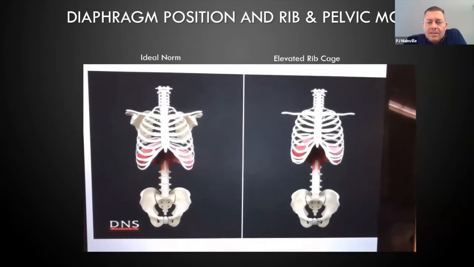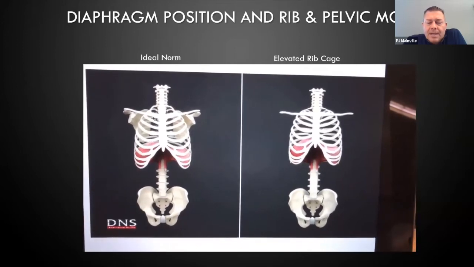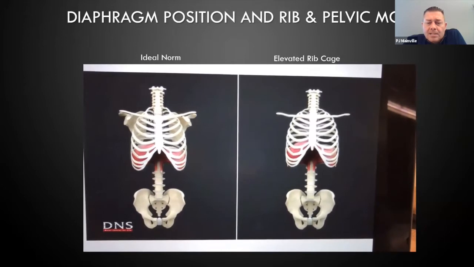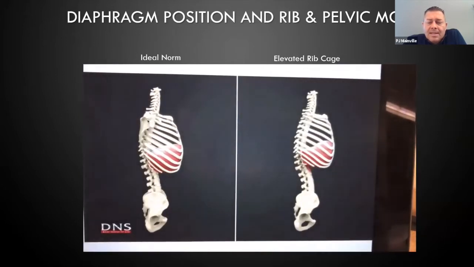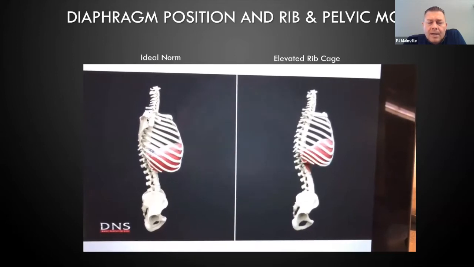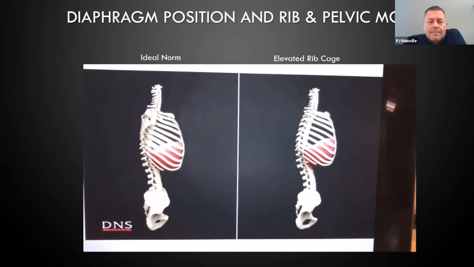The ideal norm on the left illustrates the proper function of the diaphragm, with the rib cage expanding laterally and the pelvis remaining neutral. This is only possible by proper doming of the diaphragm to create the ideal intra-abdominal pressure or stability of the core. The one on the right shows an upward elevation of the rib cage and the pelvis tipping forward anteriorly.